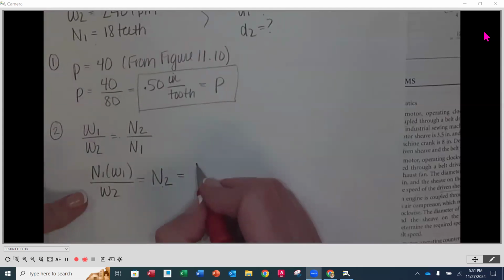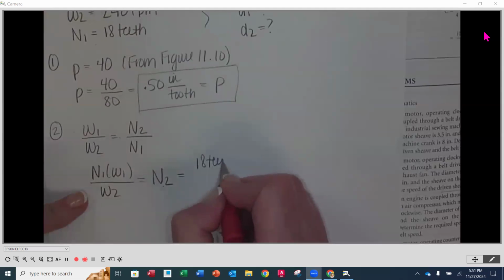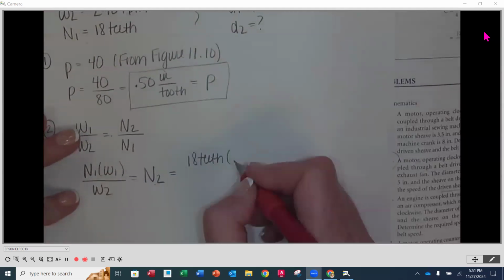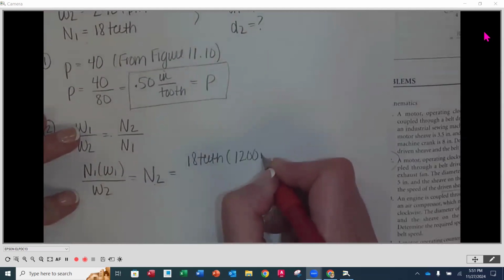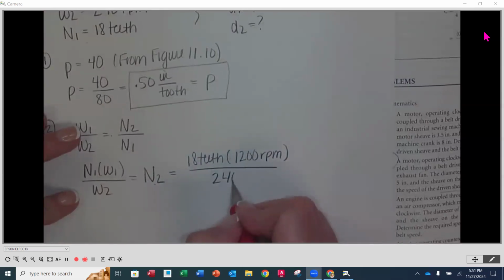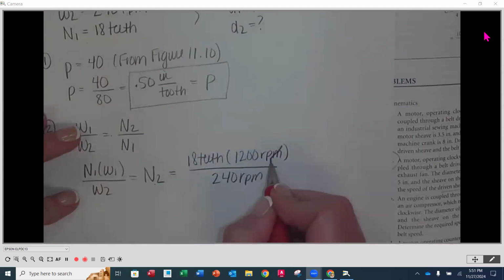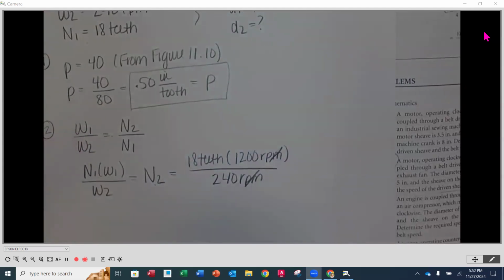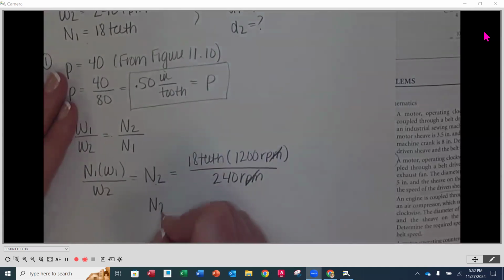And this is going to be 18 teeth times 1200 RPMs divided by 240 RPMs. RPMs cancel, and I'm left with teeth for my units. And we should get N2 equals 90 teeth. Okay.